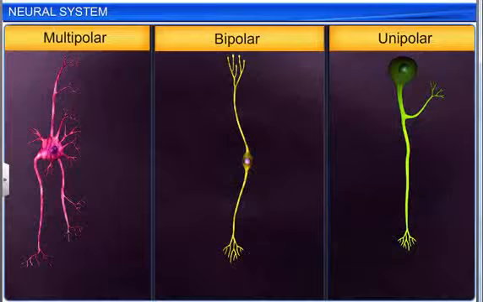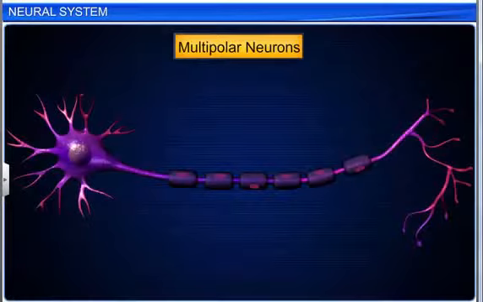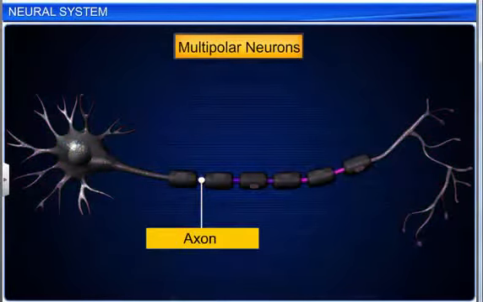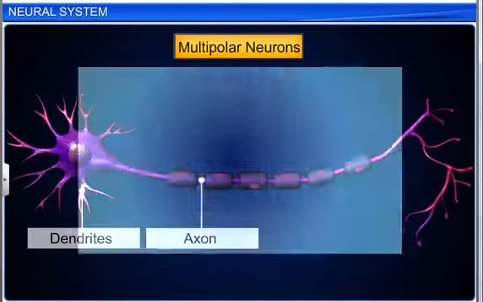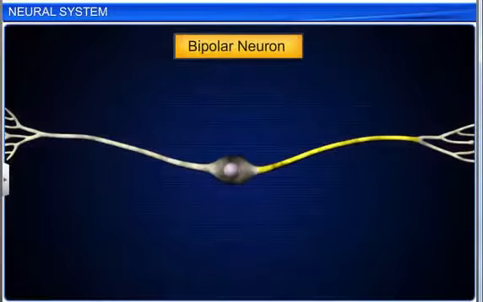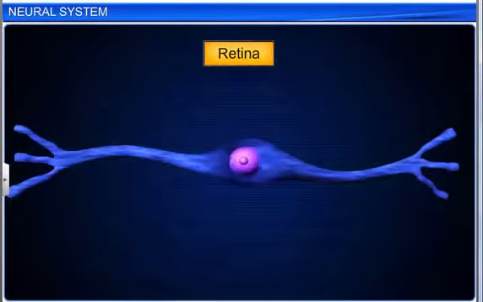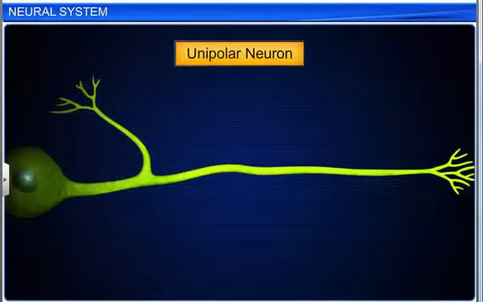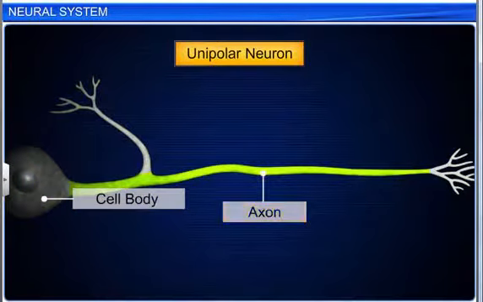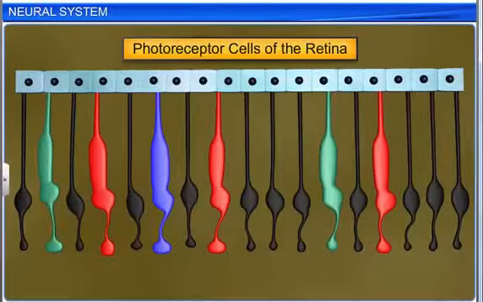On the basis of the number of axons and dendrites, neurons are divided into three types: multipolar, bipolar, and unipolar. Multipolar neurons have one axon and two or more dendrites and are found in the cerebral cortex. Bipolar neurons with one axon and one dendrite are found in the retina of the eye. Unipolar neurons have a cell body with one axon only and are found in the photoreceptor cells of the retina.